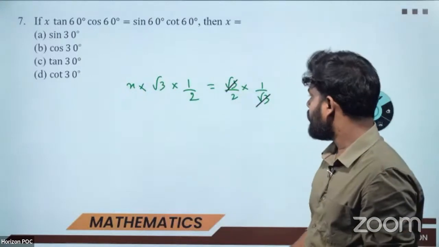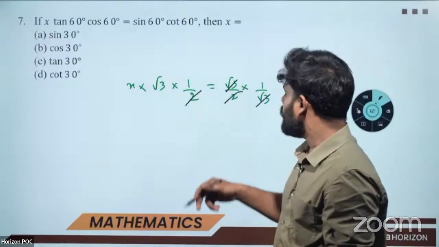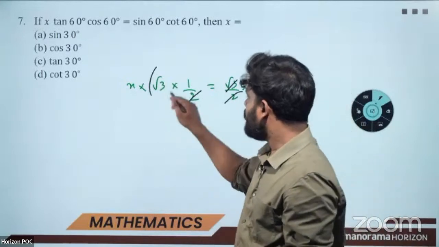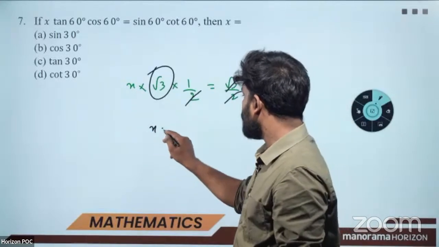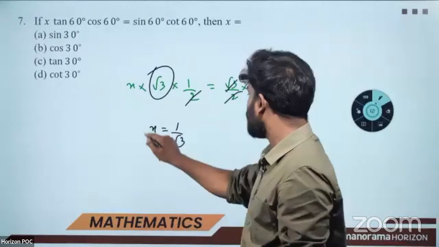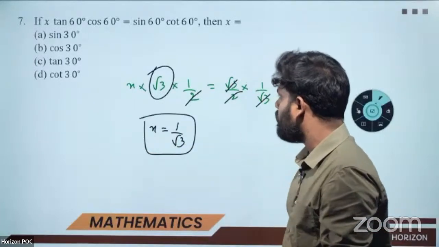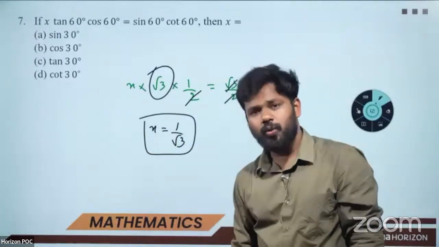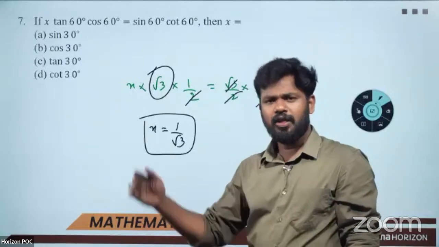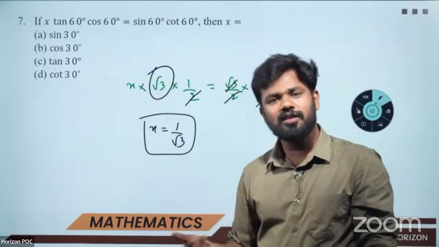Cancel this √3 and √3. Yes. 1 by 2 and this 2 over here, they get cancelled, and you are only left with this √3. So that √3 goes down and you get x is equal to 1 by √3. So x value is nothing but 1 by √3. But in the options, do you have any 1 by √3 as an option?